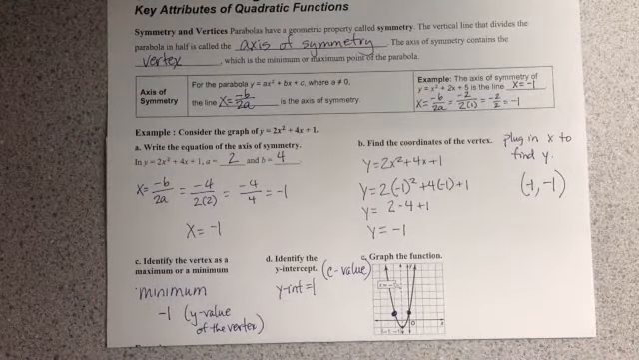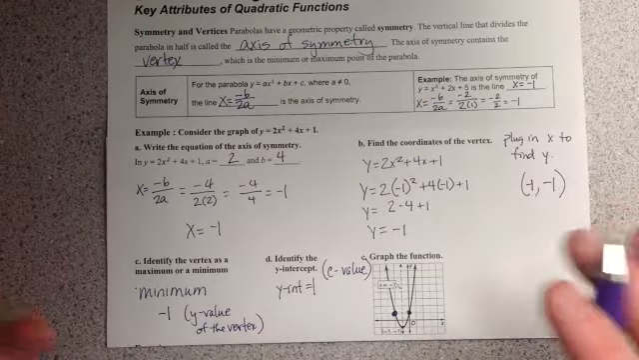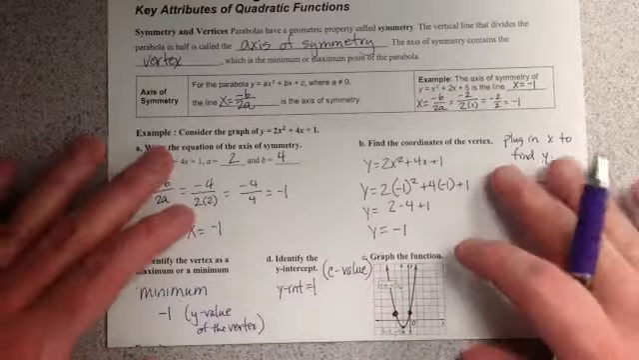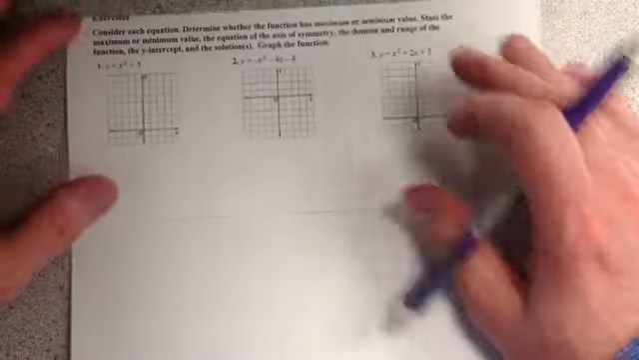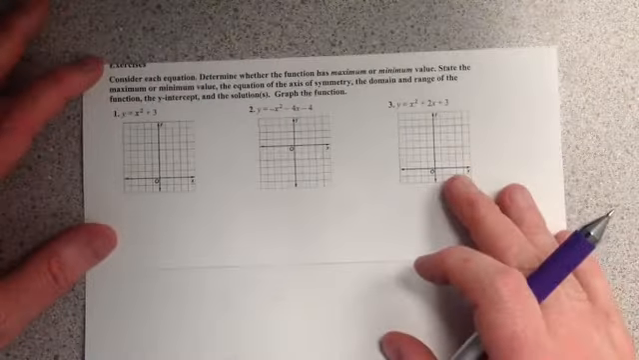So when we are looking for key attributes, this is something you're going to have to be able to identify. You have to know how to find the vertex. You have to know how to find the axis of symmetry. You have to know how to identify the y-intercept and identify the minimum or maximum. All of those things. It's a lot. But once you get a hang of it, they'll be easy to find. So let's look down here at the bottom and let's do a couple together.